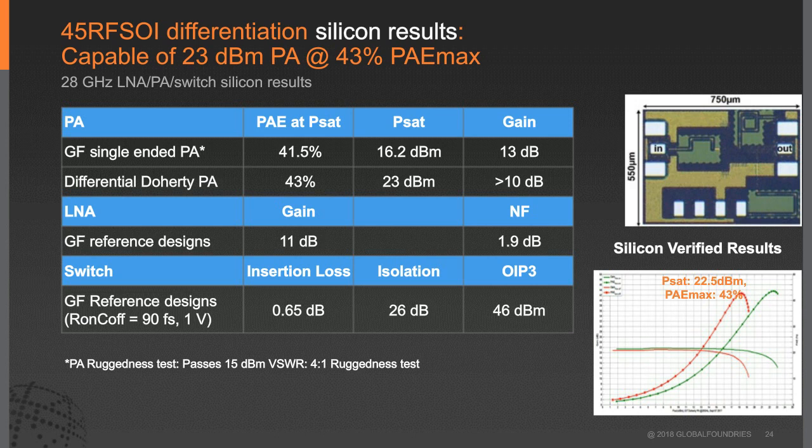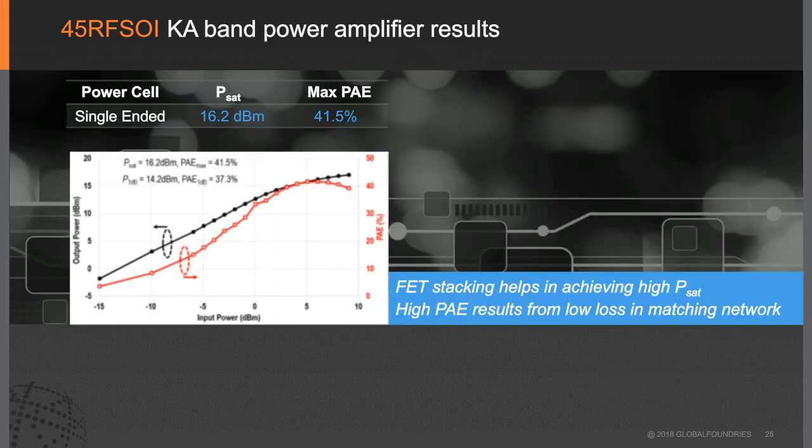So this is an example of, again, PAE versus output power. As you change the output power, what's the impact on PAE? At 16.2 dBm, the PAE is 41.5%. At P1dB, you have a 14.2 dBm P1dB with a PAE of 37.3%. We were able to achieve this because of FET stacking, which enabled us to achieve high PSAT and high PAE results from the low loss and matching network.